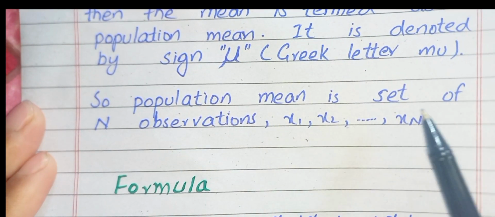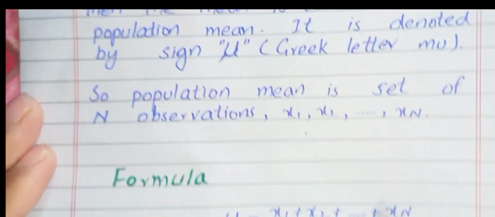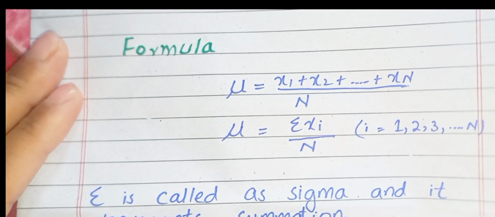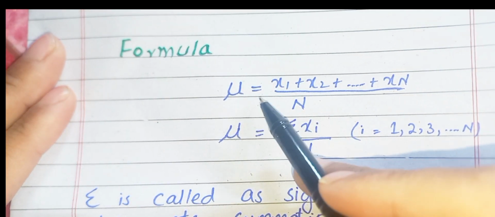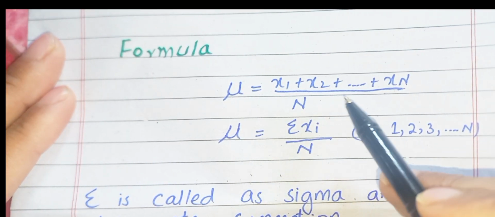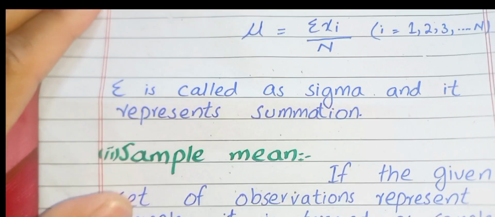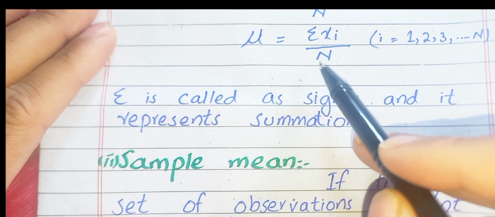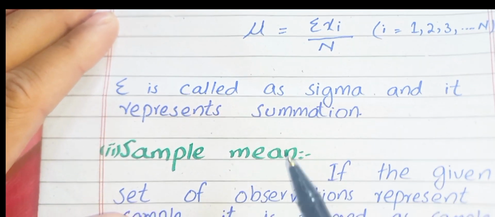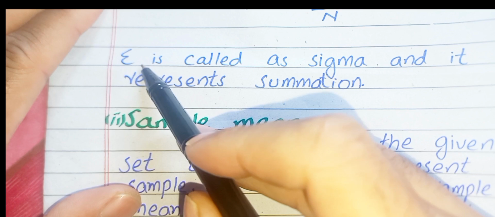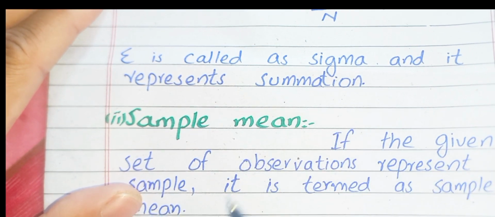So, population mean is for a set of n observations x1, x2 up to xn. Population mean is represented by the formula mu is equal to x1 plus x2 plus up to plus xn divided by n. Mu is equal to sum of xi over n, where i is equal to 1, 2, 3 up to n. This letter is termed as sigma and it represents summation.